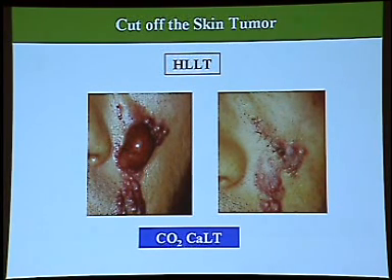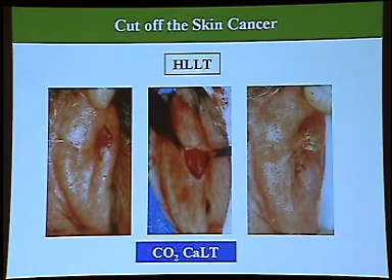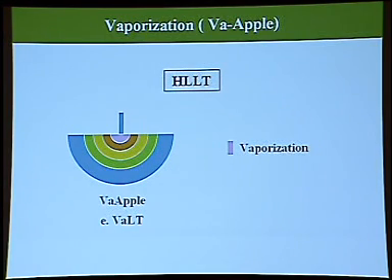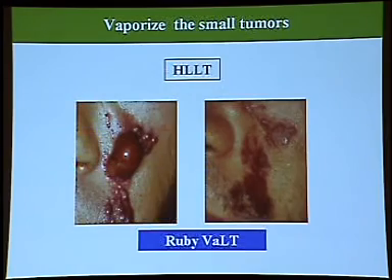So the CO2 CALT, we call it. And this was also CO2 CALT. This one is a basal cell carcinoma case treated by it. No bleeding. So with very small excision, we can give a good result. And this is also HLLT or VA application. Vaporization we carried out using UV laser, VALT, to vaporize the small elevated tumor. Big tumor was cut by CO2 laser.